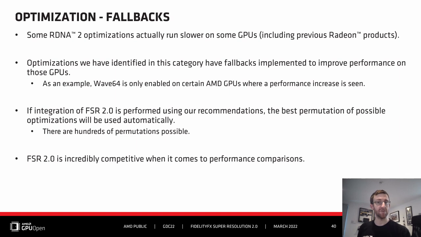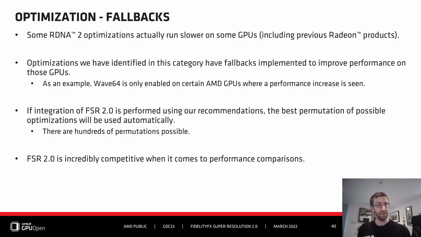The last thing I'd like to talk about with regard to optimizations is fallbacks. Being cross-platform is a core GPUOpen philosophy, and as such, we want to make FSR 2.0 run the best it can on a wide range of hardware. However, some of the RDNA2 optimizations previously mentioned actually make some GPUs run slower. This includes previous Radeon products. What we do is mark optimizations in this category and ensure they have a fallback implementation present so the optimization is not enabled on certain GPUs.